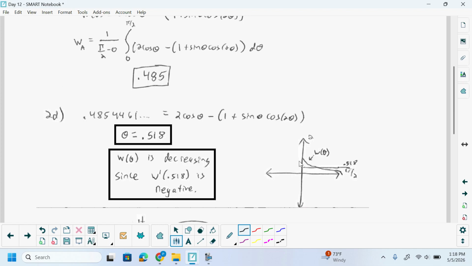Now you can simply graph W of theta, which you would have had to do for this problem anyway, and you could have noted that its derivative at 0.518, where it's crossing, is negative, therefore W of theta is decreasing.